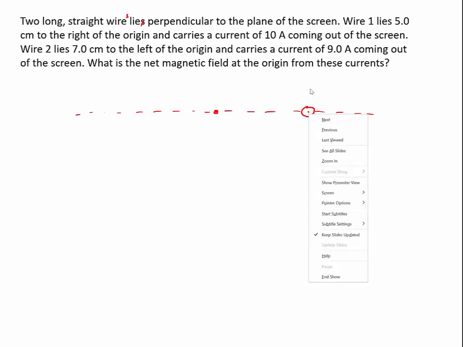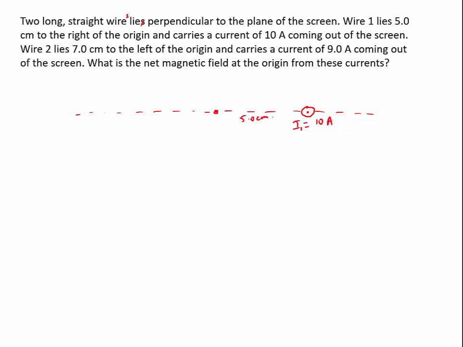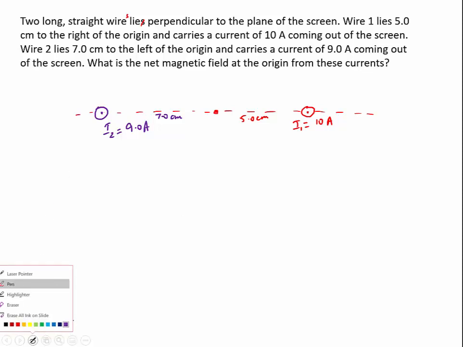So I have to show it as a dot, and this is 10 amps, I1, and it's 5 centimeters away from the origin. And then I've got wire 2, which is 7 centimeters to the left of the origin, so it's a little bit farther out, so I'm going to show it here. It has a current of 9 amps also coming out of the screen, so once again, I show it as a dot. And here I've got I2 is 9.0 amps, and the distance of that wire from the origin is 7.0 centimeters. Okay, let's follow our process steps.